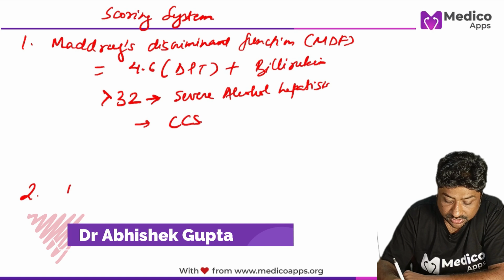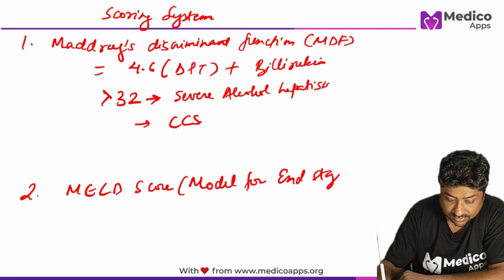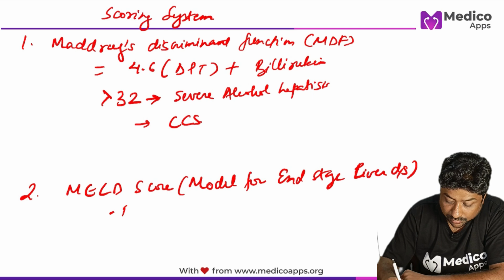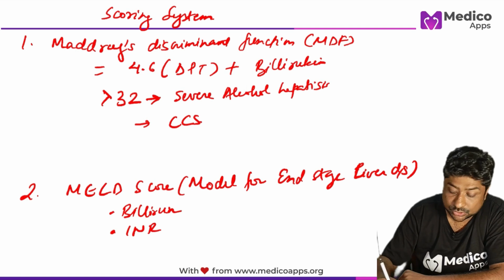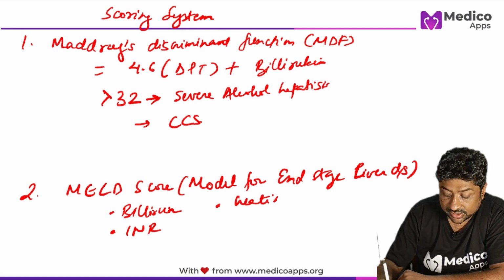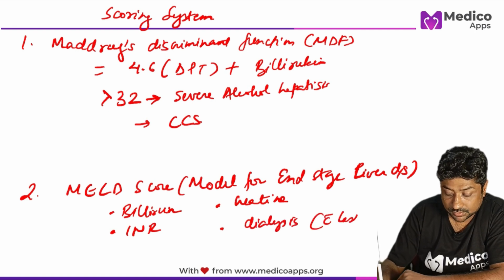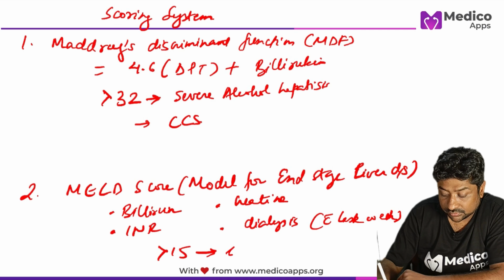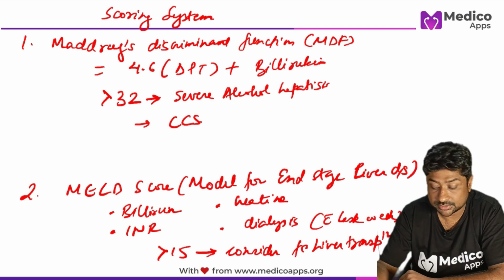Let's look at another scoring system, also called the MELD score. This is the Model for End-Stage Liver Disease. What parameters does it take? For all the scoring systems, remember bilirubin and INR or PT-INR are constant. Here they also take creatinine level and whether dialysis was done within the last week. Based on that, if the score is more than 15, okay, so the MELD score is used to decide the candidates for liver transplantation.